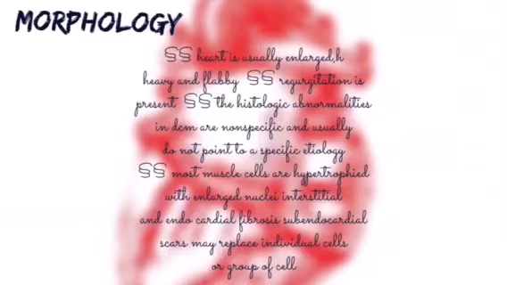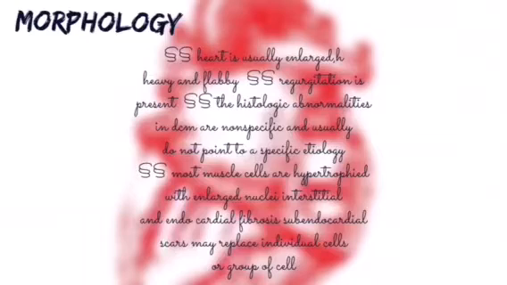Next is morphology. There is a little about morphology. The heart is usually enlarged, heavy, and flabby. It becomes 2 to 3 times the normal weight. Second point is regurgitation is present. Because of some valve problem, mitral valve or some other problem, regurgitation is present in the heart.